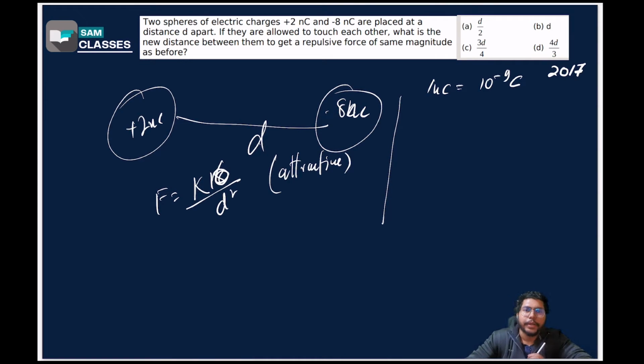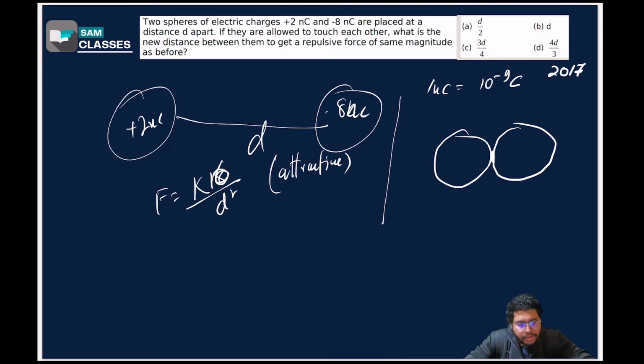Now, suddenly what you did is you touched them. If they're allowed to touch each other, here KCET wants you to know that the moment you touch two charged particles, charges redistribute in such a way that they both have the same charges. Here we have minus 8 and plus 2. So what will be the new charges? Come on, fast.